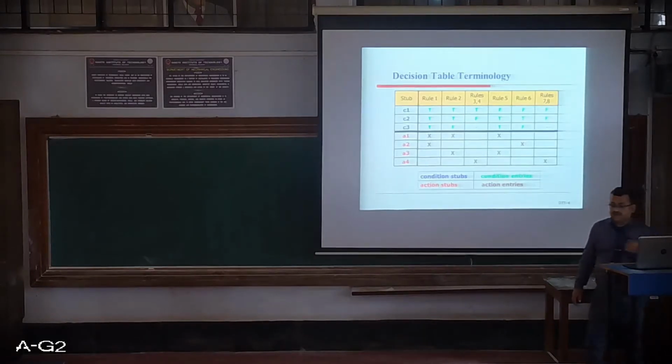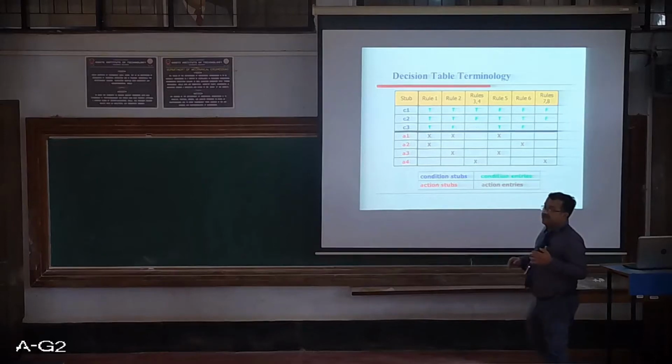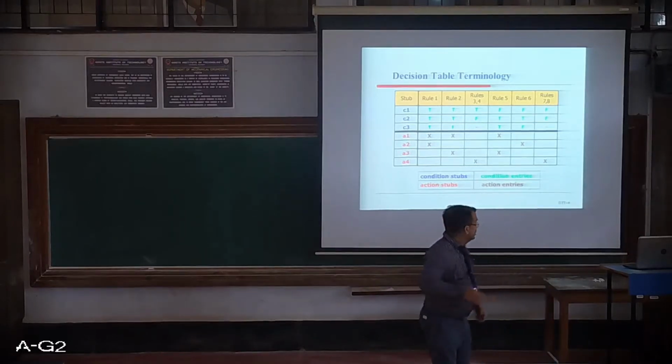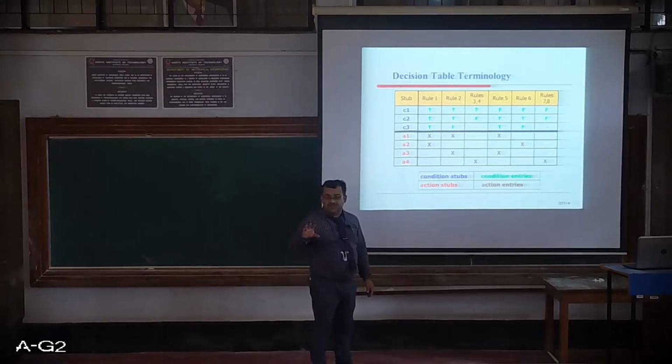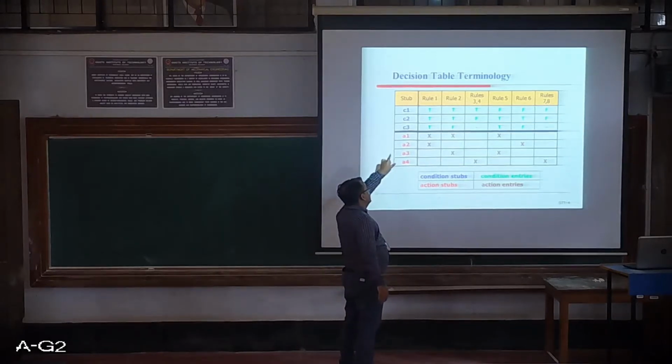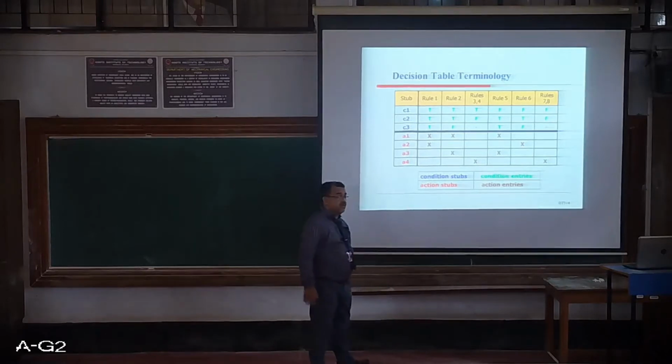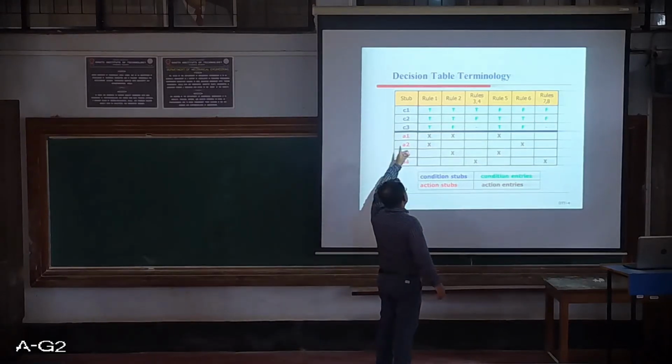The same thing that we discussed in the previous slide can be shown this way. We are differentiating the parts with 4 different colors for better understanding of the concept. The condition stub is given in blue, which gives you the conditions C1, C2, C3. The input entries for those conditions are normally binary, either yes or no, or true or false. The condition entries are shown in green.